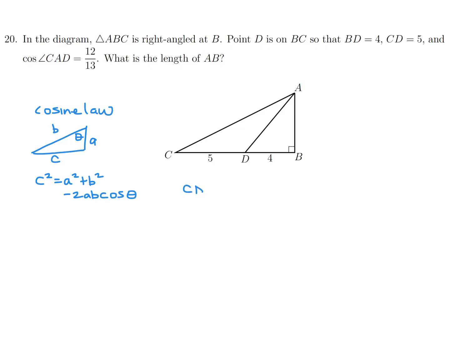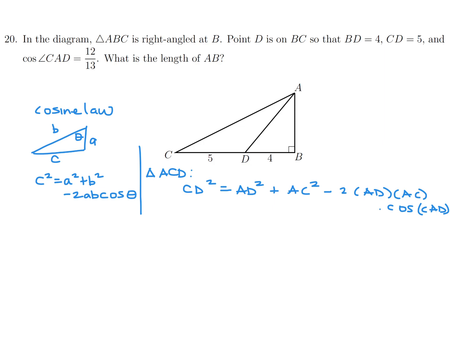So CD squared would be AD squared. First of all, I need to identify which triangle I'm using here. I'm using ACD, so triangle ACD. So it would be CD squared is equal to AD squared plus AC squared minus 2 AD AC cos CAD. Okay, so let's plug this in.